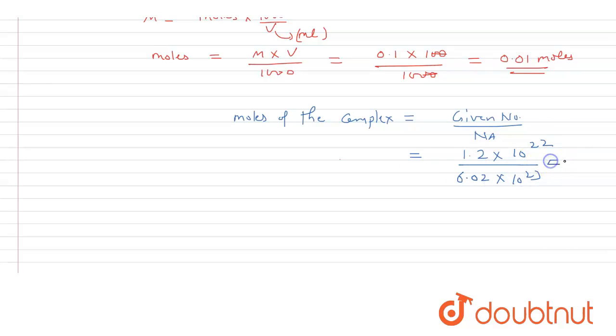So after solving, we are getting 0.02. This is the moles of the complex. Now we have to find out the number of chloride ions.